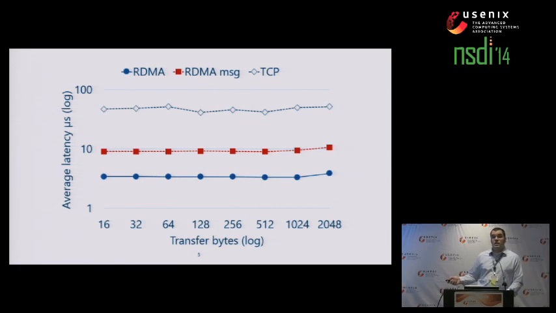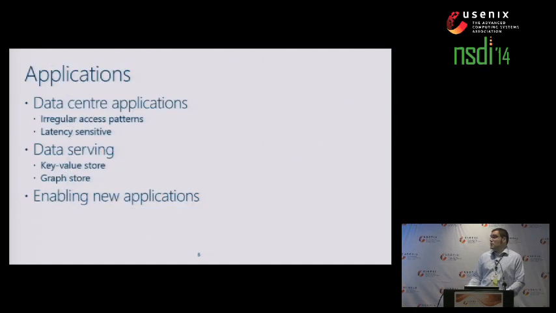We also measure the latency on the same cluster. And basically, the story is the same. Again, an order of magnitude improvement in the lowest latency that we measured on this system. So these network characteristics are really great for applications running in data centers today. So for instance, applications that have irregular data access patterns and are latency sensitive, like key value stores or graph stores. But we also expect that this kind of network performance is actually going to enable new applications.